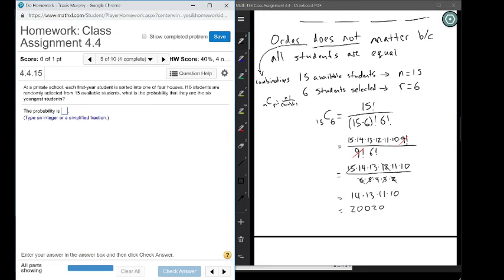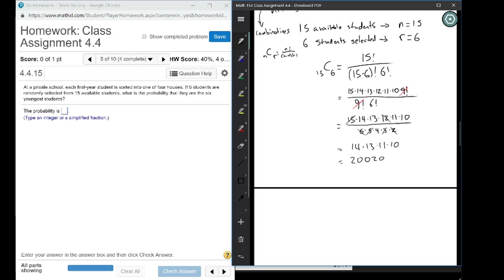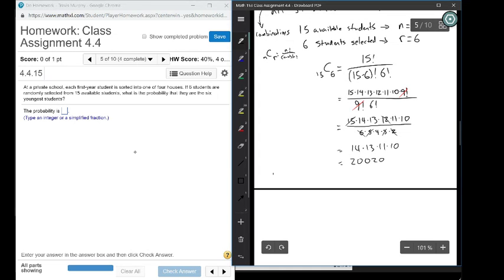So the probability that they are the 6 youngest would be, well, assuming that none of them are exactly the same age, then there's only one possible grouping of the youngest. So we have 1 out of 20,020.